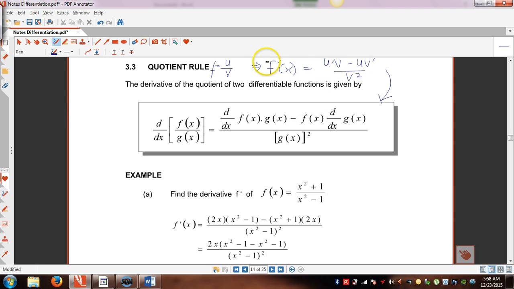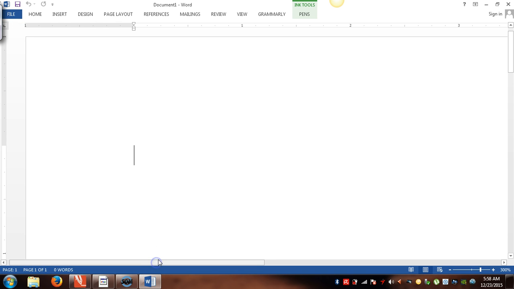So if you remember all of the formulas at the SPM level, you can use them because it's the same theory of differentiation. Okay, now we look at the example, just a simple example. We have f(x) equal to x squared plus 1 divided by x squared minus 1. Okay, we look at the sketch paper. We have f(x) equal to x squared plus 1 over x squared minus 1. So this is the simplest differentiation using the quotient rule.